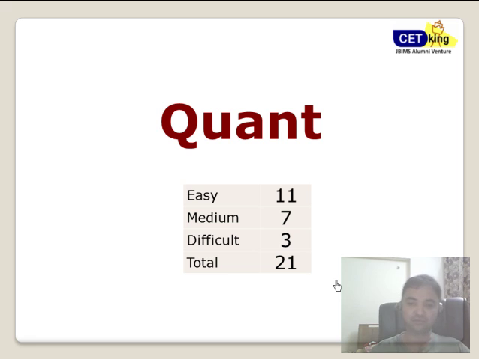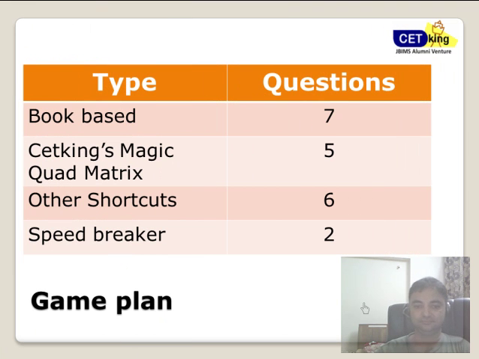This year in the quant paper, 13 questions were easy, 7 medium, and 3 difficult. Now this will generally change from person to person, but that's an overview. There will be 11 easy questions, 7 medium, and 3 tough questions in the quant section. Now this breakup is almost fixed for every year.